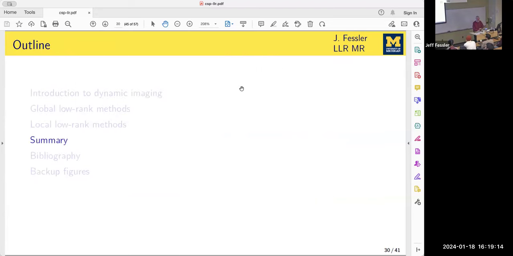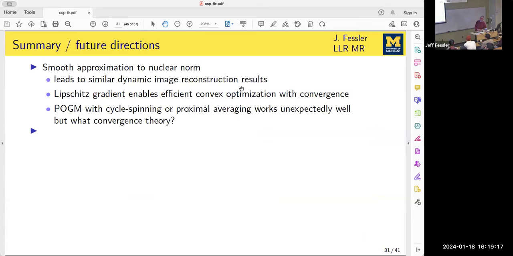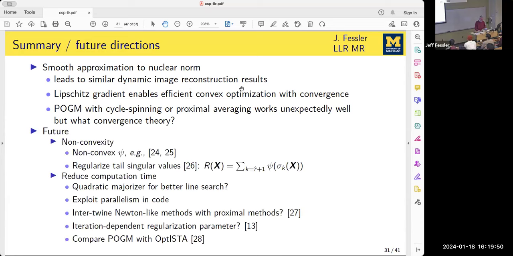All right, so to summarize, I hope I've persuaded you that we can use a smooth approximation of the nuclear norm that gives us very similar results to a nuclear norm in the context of dynamic image reconstruction. The fact that we have Lipschitz constants for this lets us use convex optimization methods where we're confident about the convergence properties. But I have to acknowledge that the sort of ad hoc things that you can do with POGM, like cycle spanning or proximal averaging, work remarkably well. Maybe some clever student here can work out some convergence theory for that would put it on more solid theoretical footing.